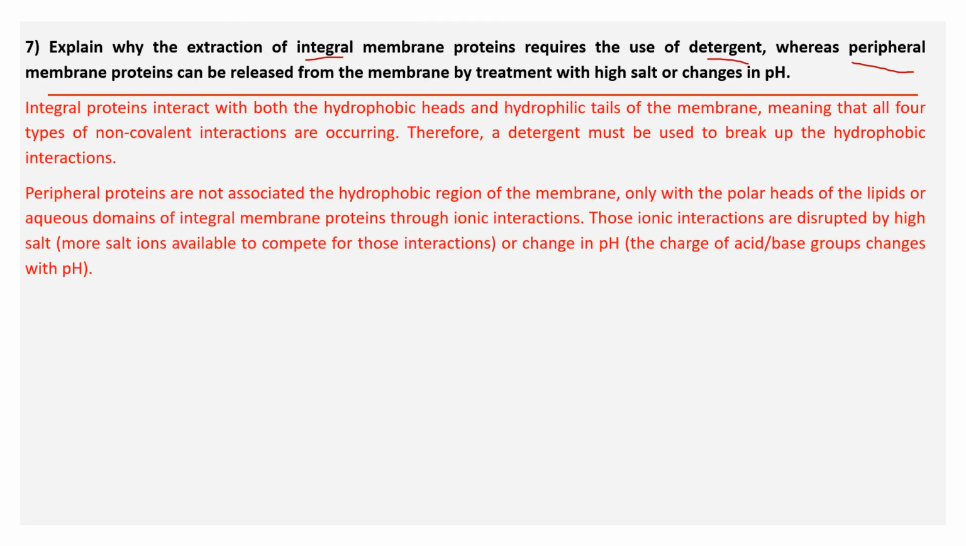Number 7, explain why the extraction of integral membrane proteins requires the use of detergent, whereas peripheral membrane proteins can be released from the membrane by treatment with high salt or changes in pH. So make sure you have your definitions memorized. You should know what an integral membrane protein is, detergent, and a peripheral membrane protein. If you don't have those definitions jotted down, then look them up. And then this is your explanation.